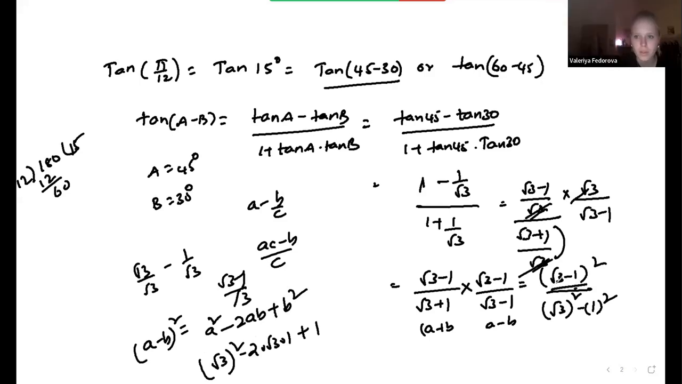Am I going fast? Are you able to understand? Yeah, I can. Yeah.